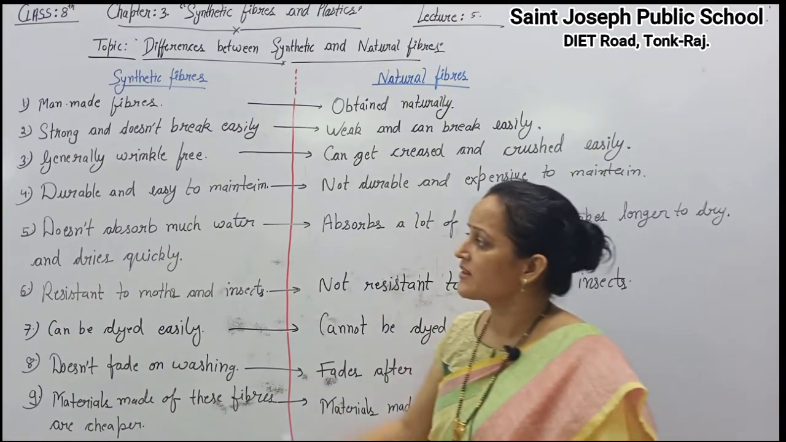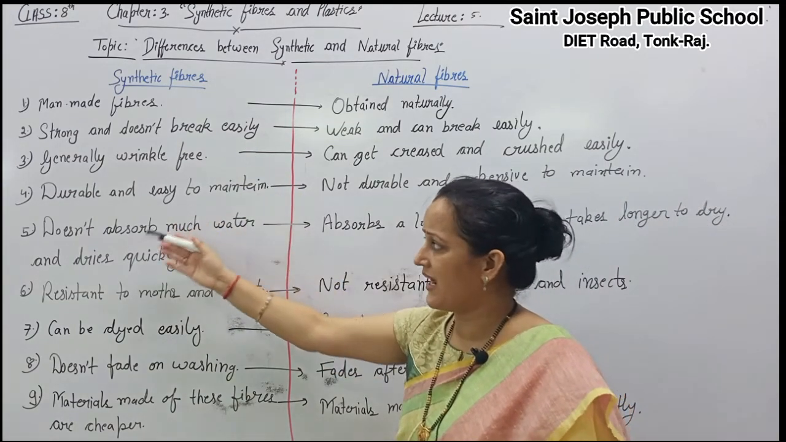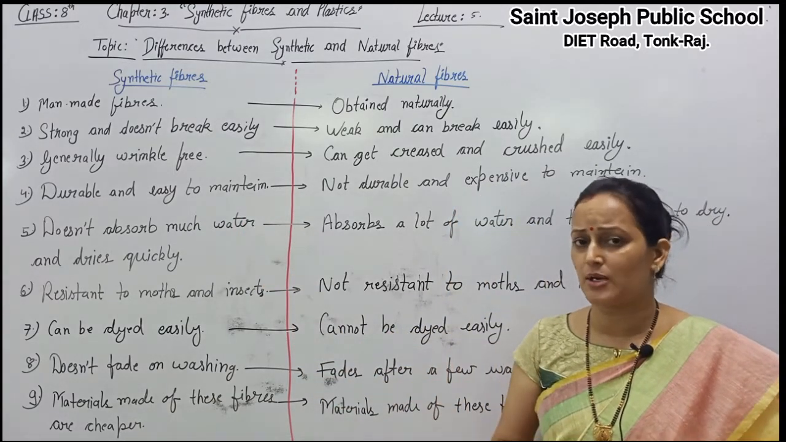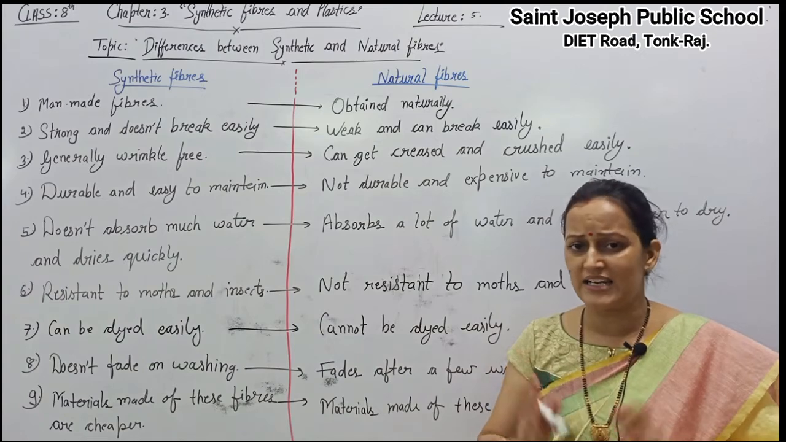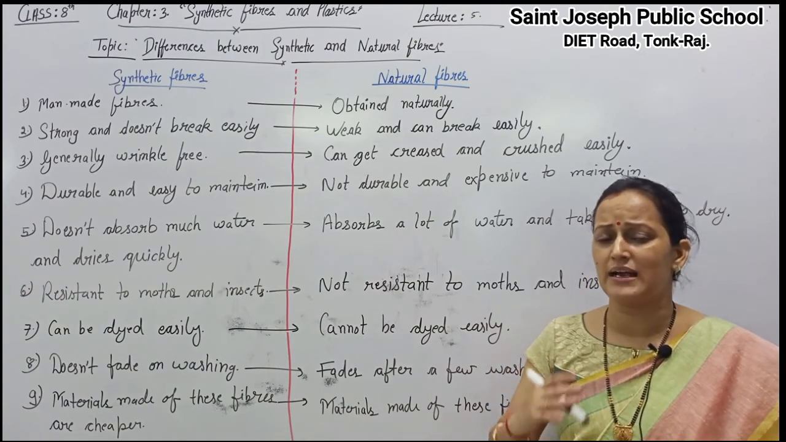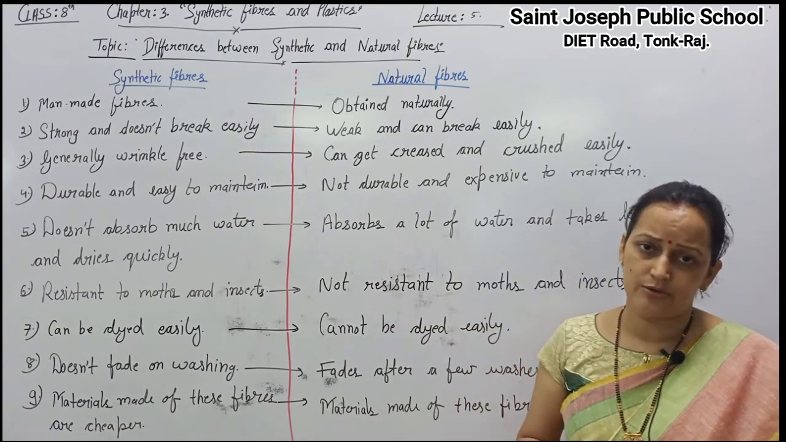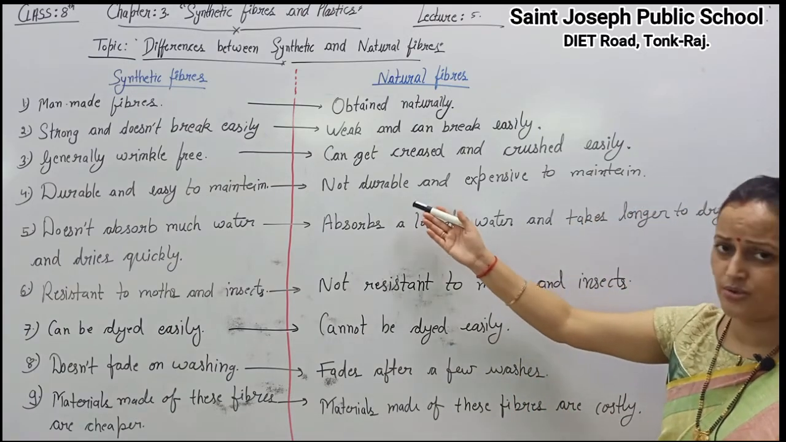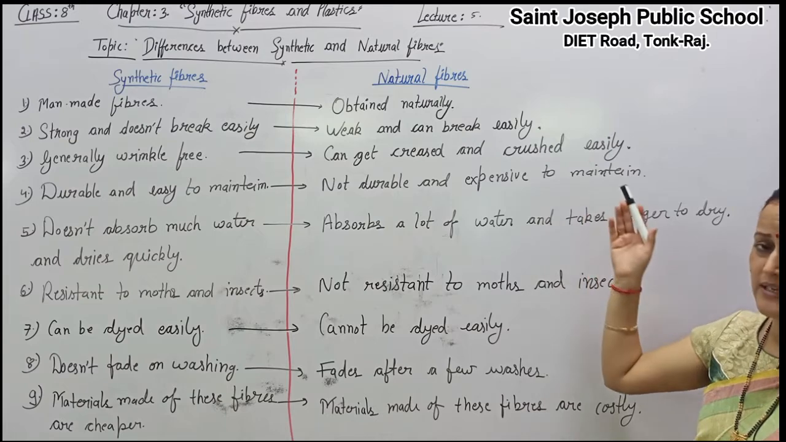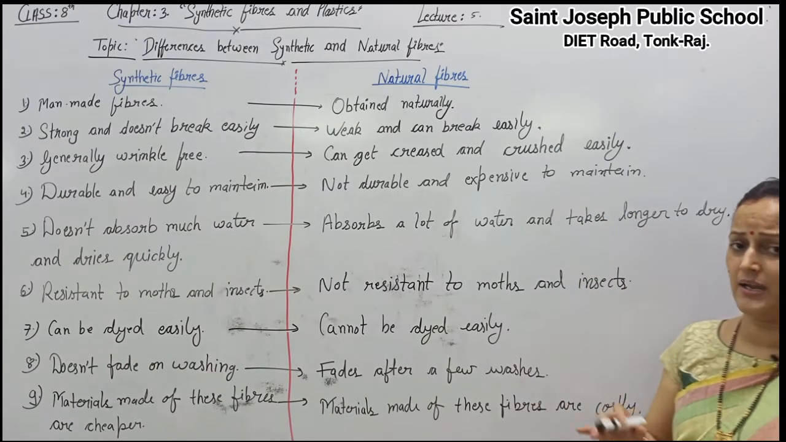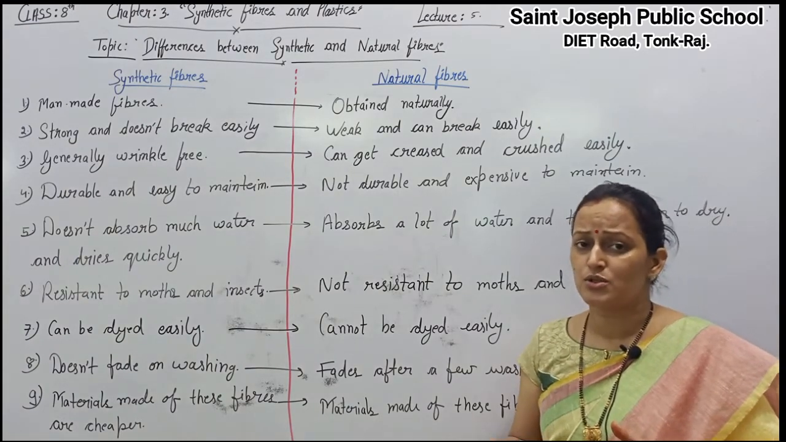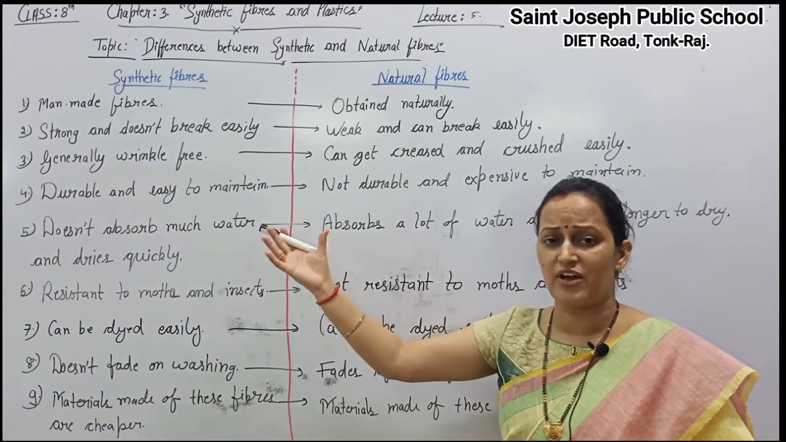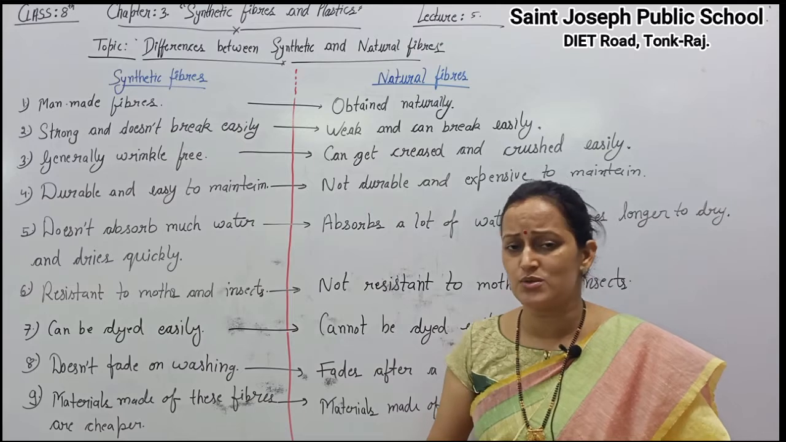The fourth difference is that synthetic fibers are durable and easy to maintain. लॉन्ग लास्टिंग होते हैं, काफी लंबे टाइम तक उनको यूज कर सकते हैं, इजीली डैमेज नहीं होते और इनको ज्यादा हमें मेंटेनेंस करने की भी रिक्वायरमेंट नहीं होती. But on the other hand, natural fibers are not durable and are expensive to maintain. इनको अगर हमें मेंटेन करना है, प्रॉपर इनकी टेक केयर करनी है तो उसके लिए हमें थोड़ा सा एक्सपेंसिव होता है. सिंथेटिक फाइबर्स को हम रफ एंड टफ वे के अंदर यूज कर सकते हैं.